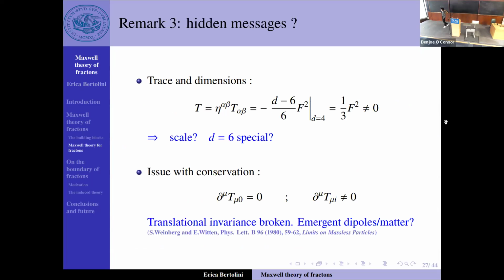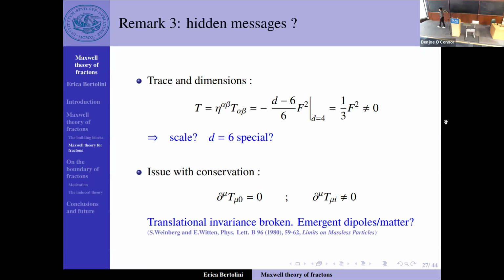Also, there are some differences from Maxwell theory. We have a trace which is non-zero in 4 dimensions, so we have a favorite energy scale. However, it appears that in 6 space-time dimensions, we recover tracelessness. And that is the second time that 6 space-time dimensions appear, both here and in the issue concerning the mass dimension of the fields. So it appears that for some reason, which I don't know, 6 dimensions are favorable for fractons.